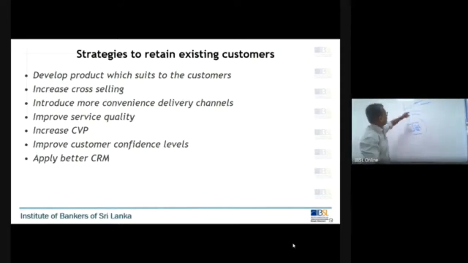So you expected this level, but you end up with this. Then you have service quality gaps, right? So you need to fill this gap. But sometimes some banks are giving this. My goodness. You expected this, but you are getting this.